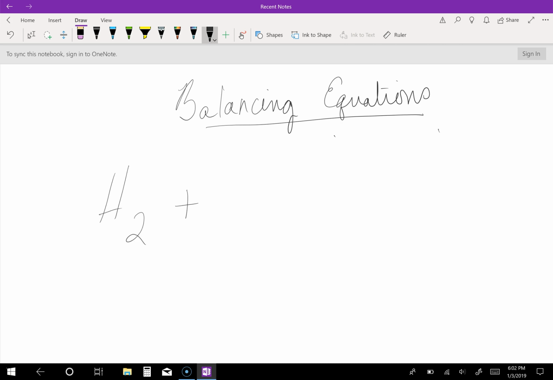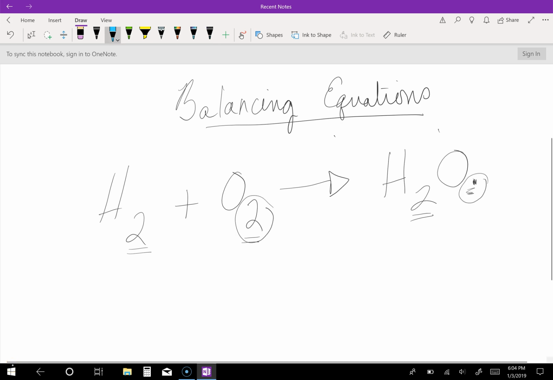Here is an example. H2 plus O2 equals H2O. When we examine this, we can see that there are two H's, two O's on this side, two H's, but only one O on this side. It is not balanced. There should be the same number of atoms or molecules on each side.